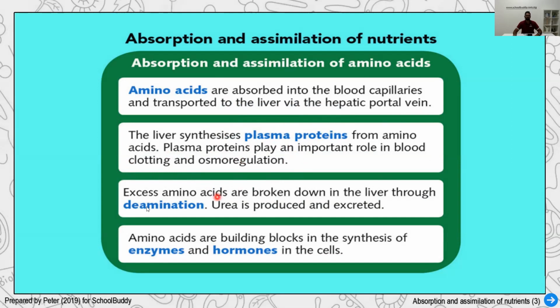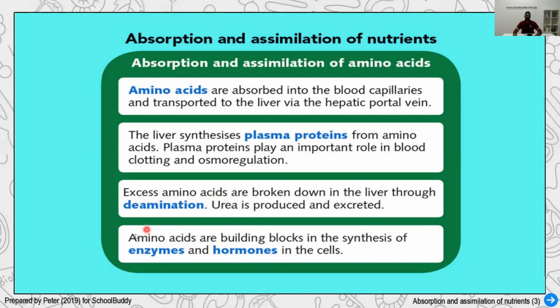If we are taking too much protein food, there will be an excess. This excess will be broken down by the liver, which is the place of amino acid breakdown, and this process is called deamination. Basically, de means removal of the amine group from the amino acids. If they undergo deamination, the product is something called urea, and urea is not required by the body, so it is excreted out through urine.